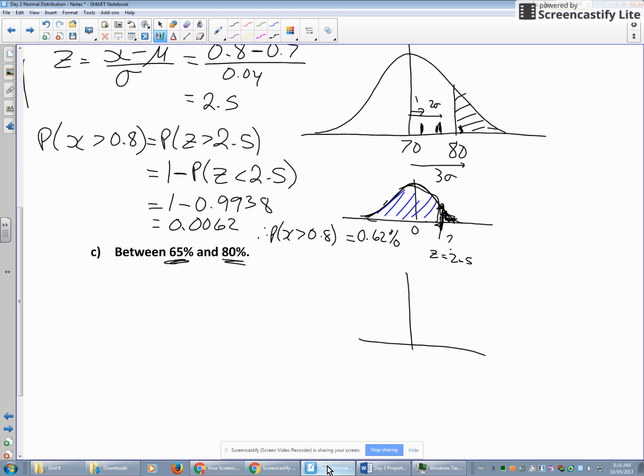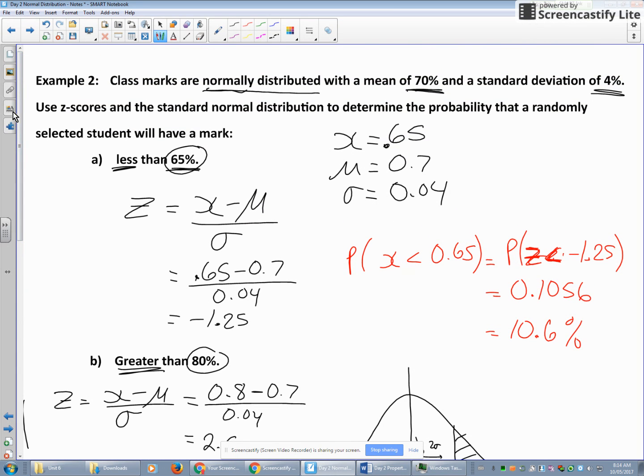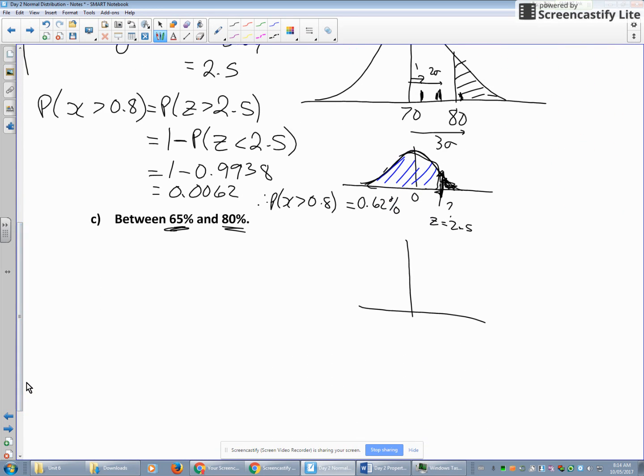All right, so we're looking at the probability that our score is between 65 and 80%. Remember that we're given our information that it's normally distributed with a mean of 70% and a standard deviation of 4%. So in this particular case, if I were to draw my normally distributed curve of marks, we're told that our mean is 70. And we're looking for grades between 80% and 65%.